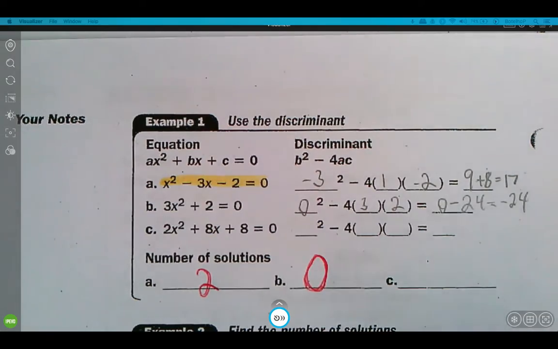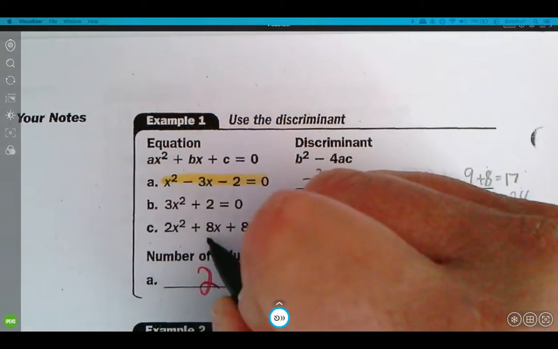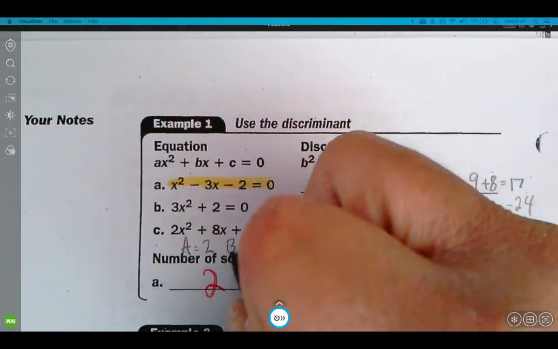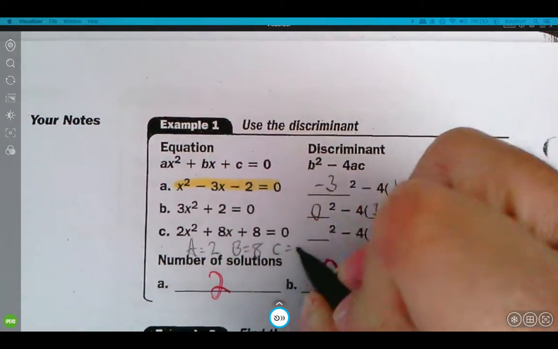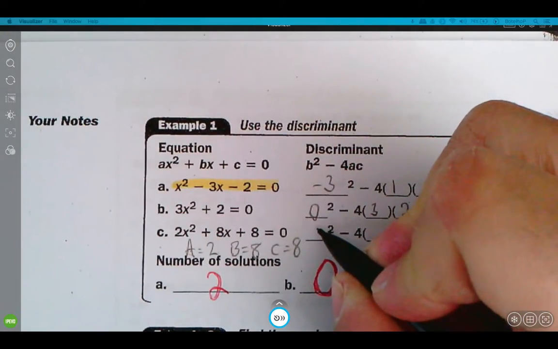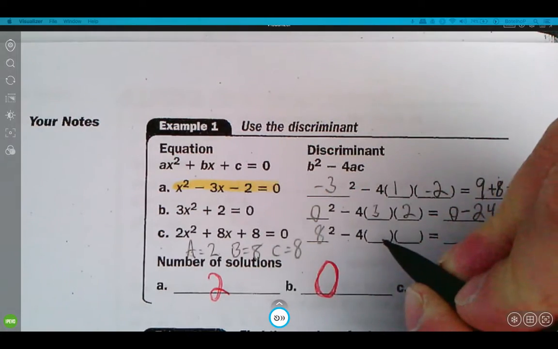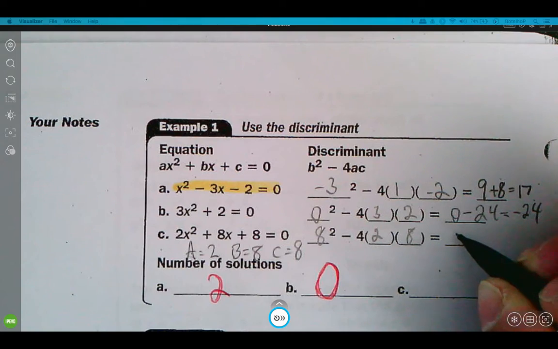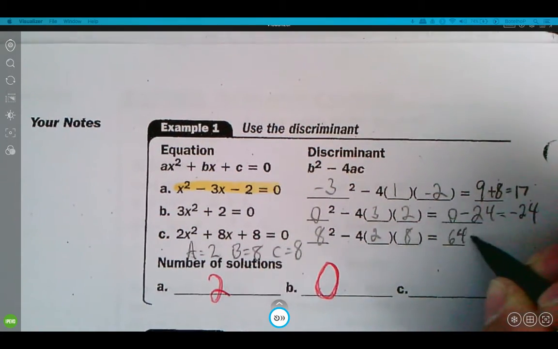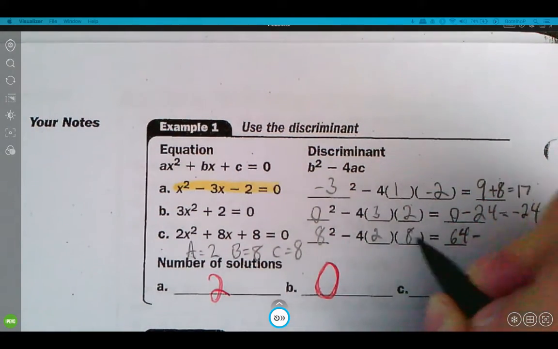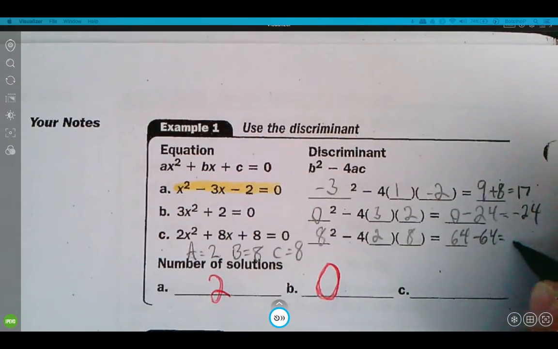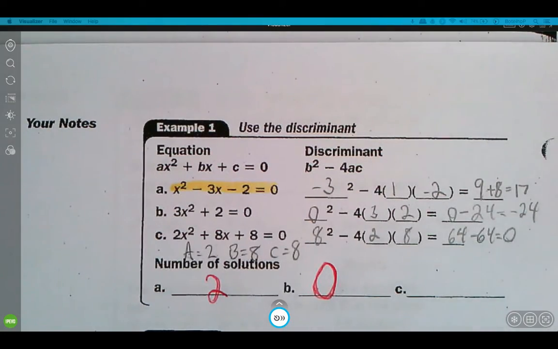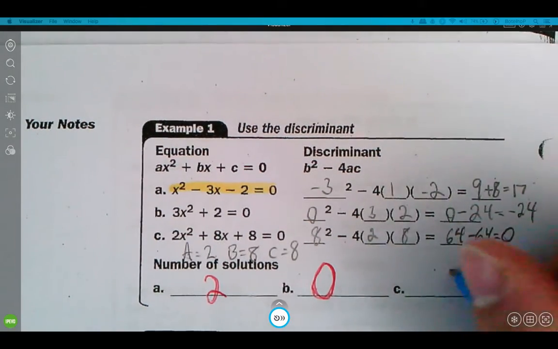And then for part C, b squared is 8. For this one, I'll write it down. A is 2, B is 8, C is 8. So b squared is 8 squared minus 4 times A is 2 and C is 8. So I'm left with 64 minus 8 times 8 is 64. Aha! Of course, how predictable. So the discriminant is equal to 0. That means this one just has 1 solution.